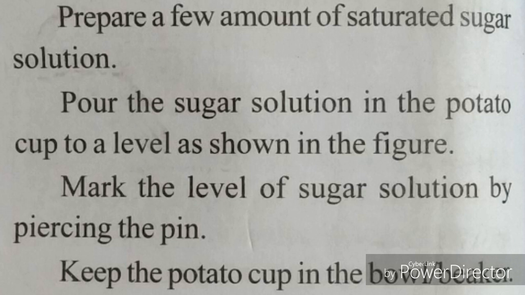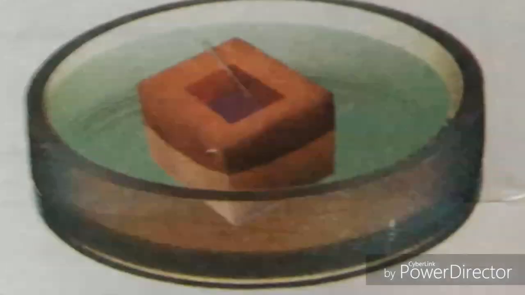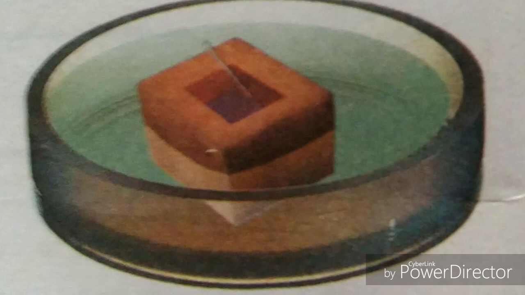Students, in this experiment, water moves from the petri dish into the potato cup due to osmosis. The petri dish contains less concentrated solution, and in the potato cup, sugar solution is there which is more concentrated. So solvent moves from less concentrated solution to more concentrated solution by crossing the cell membrane. So this is osmosis.